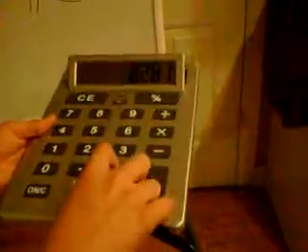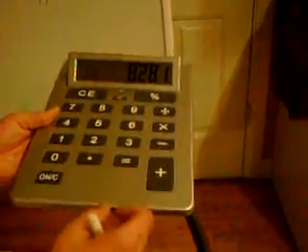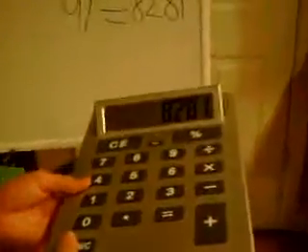So, if this is correct, the answer should be 8,281. Go back to my handy dandy calculator, see if this is in fact correct. 91 times 91 equals 8,281. So it is indeed correct.